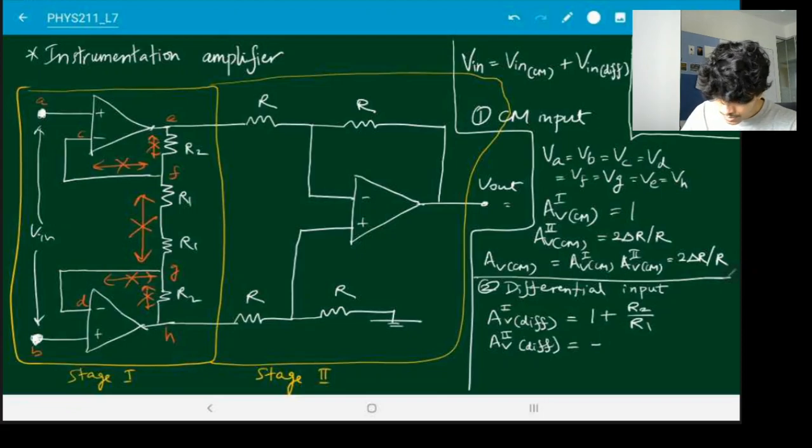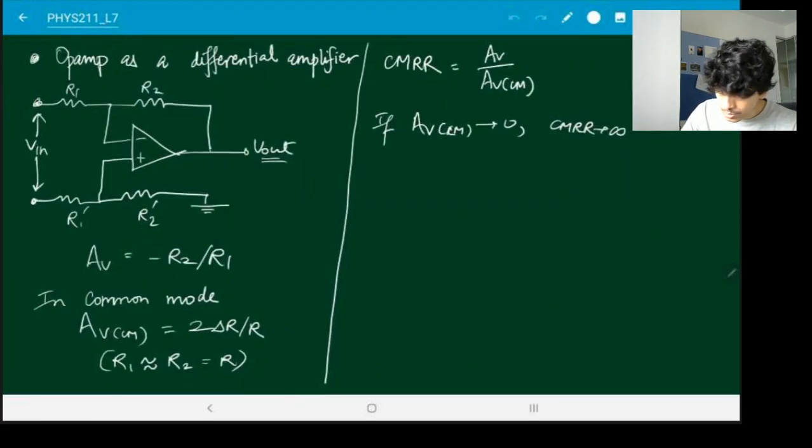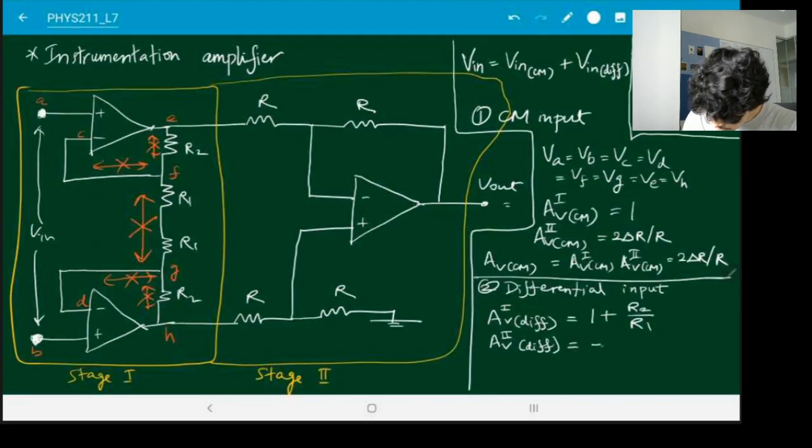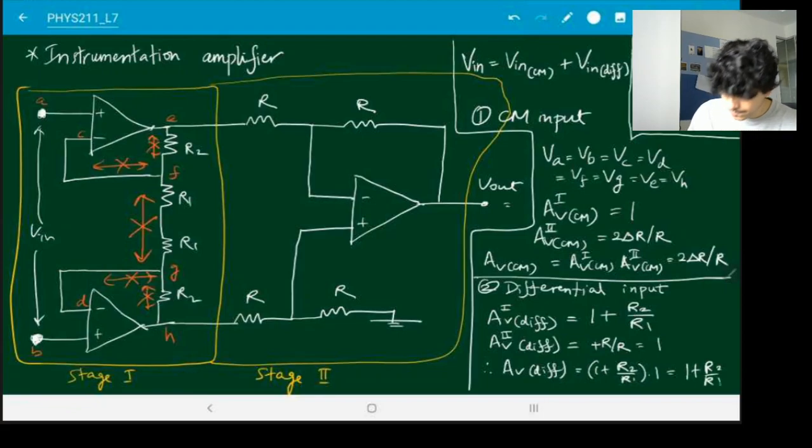Well, what is R2 and R1? It is these resistances on top. So over here it is just R over R, which is equal to 1. I'm just interested in the magnitude right now, so I'm not bothered with the sign. So the total differential gain over both of these stages combined is the product of these two, which is 1 plus R2 over R1.